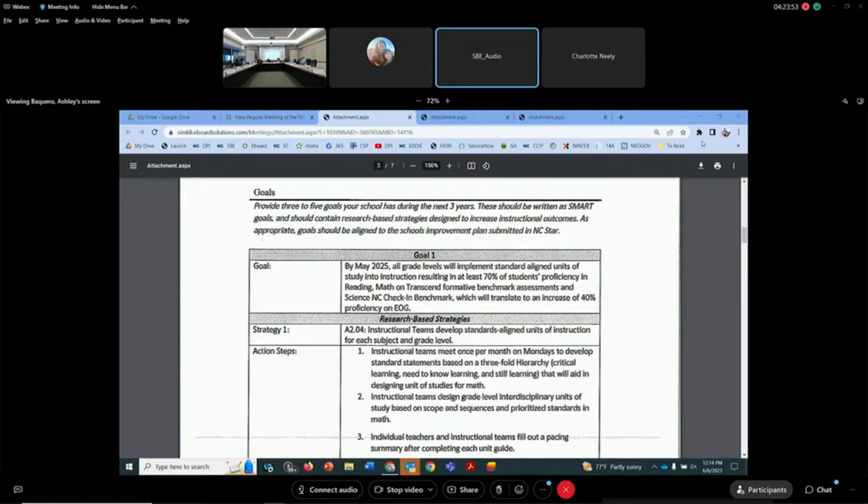Goal 3 struck me as well, because again, at the end of the day, what has to happen here? Academic achievement of students must change. That's what all of this is about. Goal 3 is by the end of May of 2025, student engagement in all classrooms will increase by 90%, resulting in an increase of student academic confidence as measured by surveys. How are you measuring student engagement? And how does student engagement that increases academic confidence result in proficiency and growth?